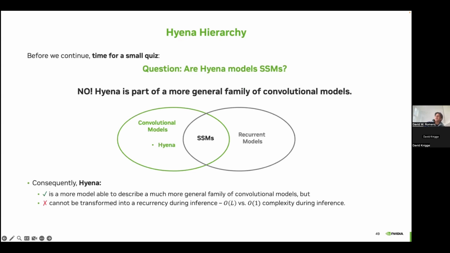So the answer is no. SSMs are models that are simultaneously, and that's the key, convolutional and recurrent. Hyenas are not recurrent, they're only convolutional, okay? And so this has an advantage and a disadvantage. The advantage is that Hyenas are able to describe a much more general family of convolutional models, right? But at the same time, because they do not have this recurrent mode, they cannot be changed into a recurrent mode during inference. And so the complexity of sampling is going to be O(L) instead of O(1) for recurrent models.